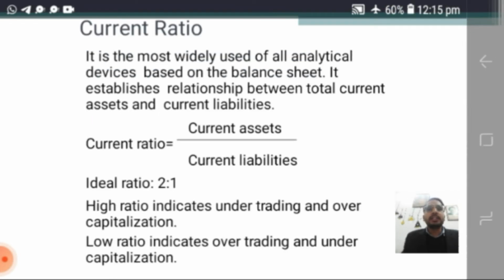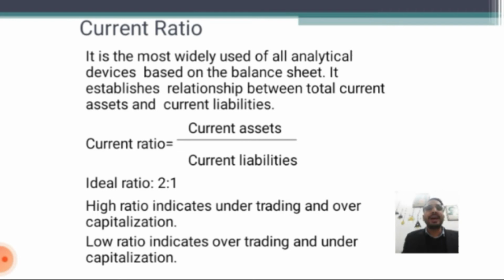Current ratio is the most widely used analytical device based on the balance sheet. It establishes a relationship between total current assets and current liabilities. Current ratio is equal to current assets divided by current liabilities. Ideal ratio is 2:1. A high ratio indicates under trading and over capitalization, and a low ratio indicates over trading and under capitalization.